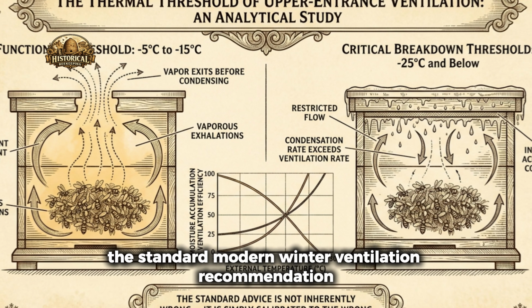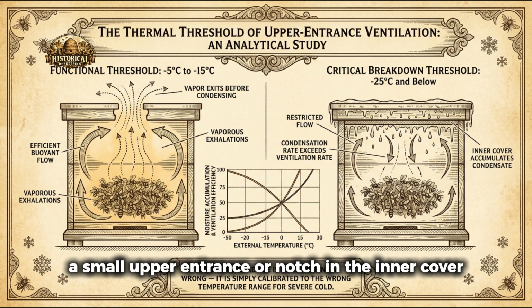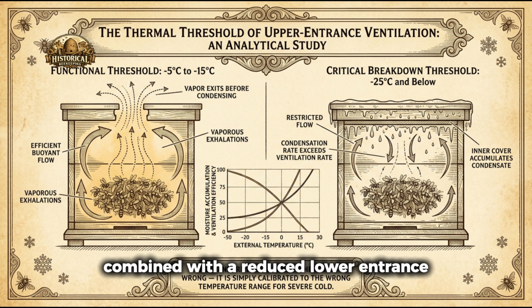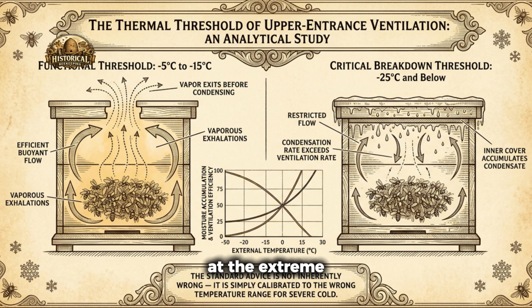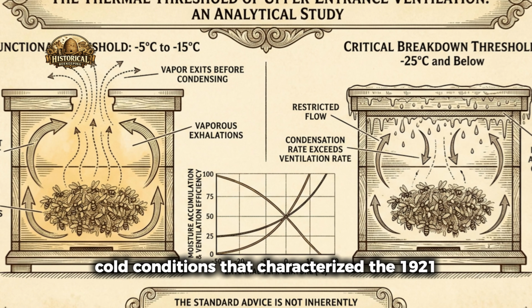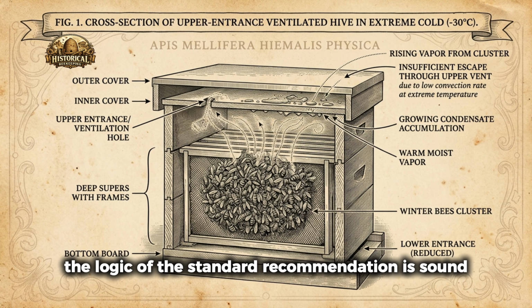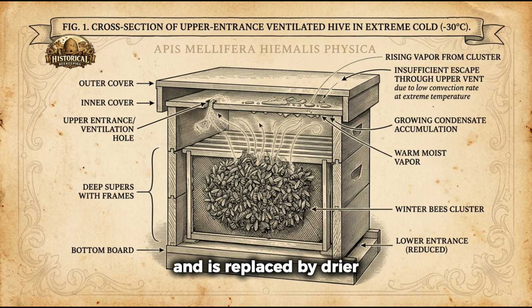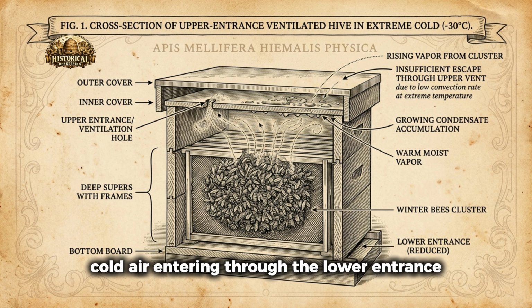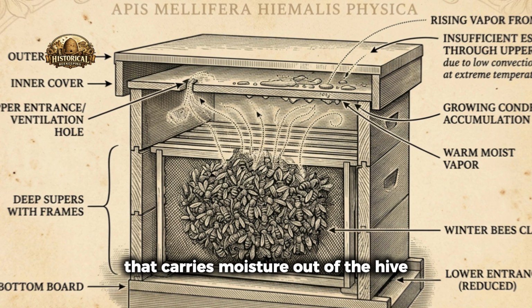The standard modern winter ventilation recommendation, a small upper entrance or notch in the inner cover, combined with a reduced lower entrance, addresses the moisture problem in theory, but frequently fails in practice at the extreme cold conditions that characterize the 1921 Manitoba winter. The logic of the standard recommendation is sound. Warm, moist air rises, exits through the upper opening, and is replaced by drier, cold air entering through the lower entrance, creating a convective flow that carries moisture out of the hive.